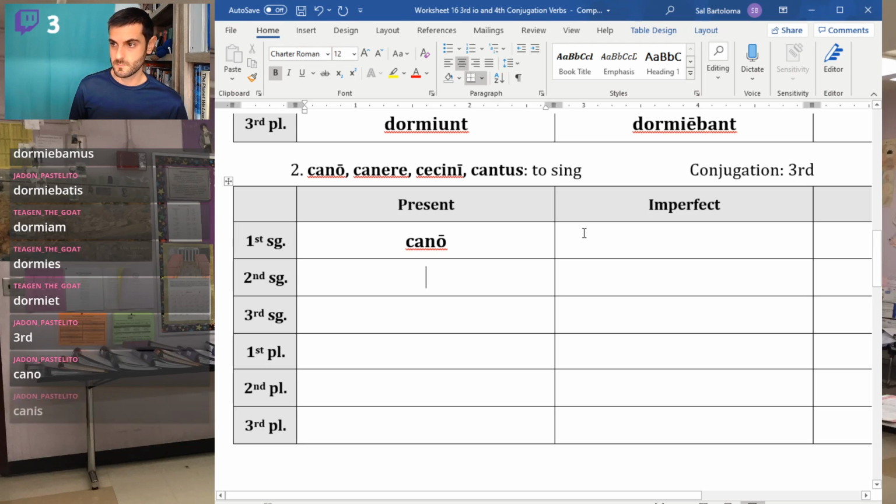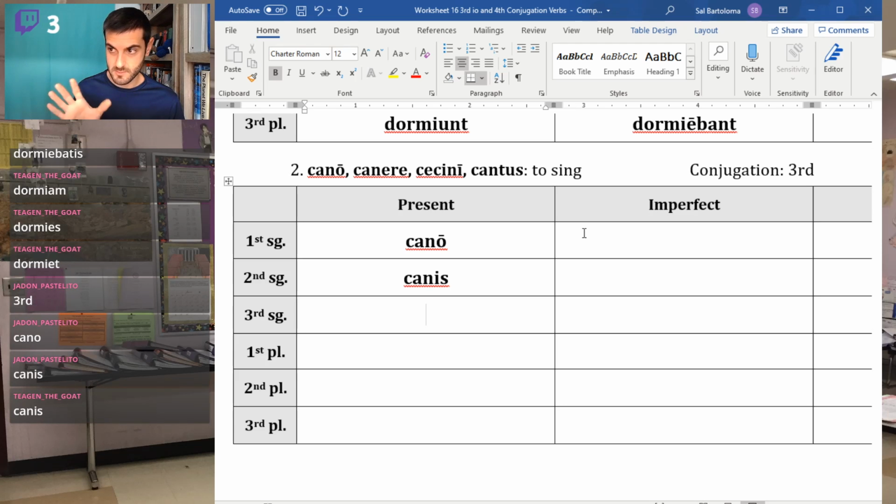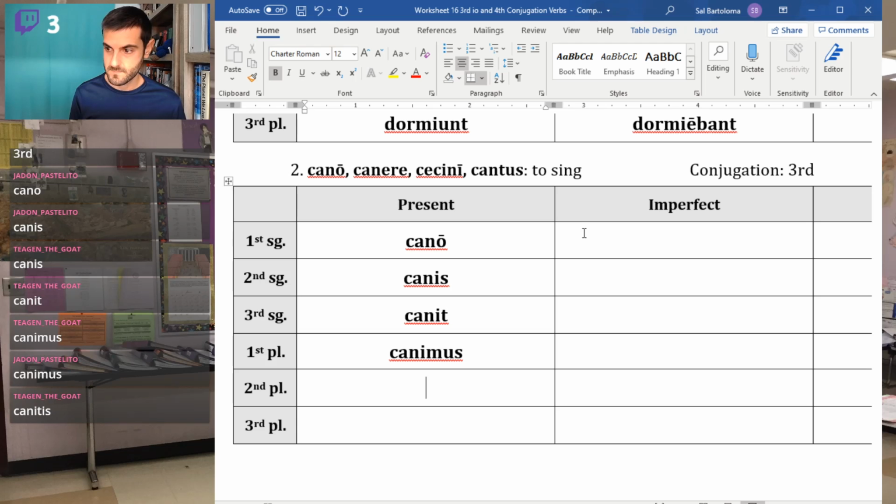So that's easy. Canis. Not to be confused with dog. Canit. Canimus. Canitis.